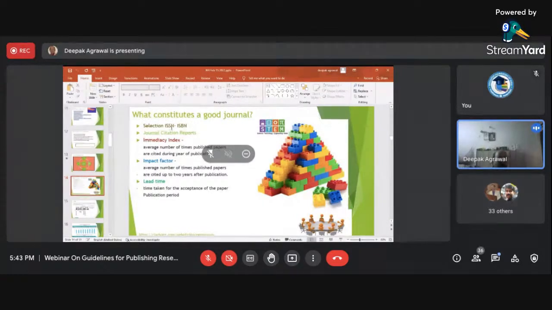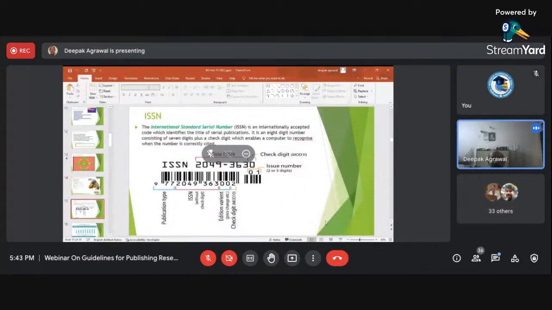Just before proceeding, we need to determine whether the selection is based upon ISSN or ISBN, very commonly used. Again, the Journal Citation Report is one of the major sources. Immediacy index, impact factor, and lead time are a few basic criteria to be discussed when selecting the appropriate journal. Now, we need to determine whether we should go with the ISSN number or the ISBN number. We are very familiar with these two terminologies, but still, I'm going to discuss a few points related to them.